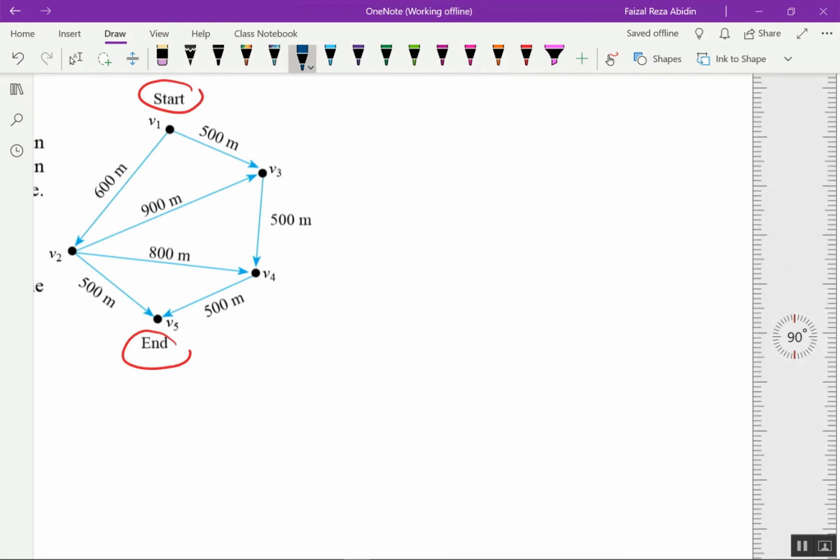Okay, first of all, start with V1. We are going to do this direction first. From V1 we can go to V2, and also from V1 we can go to V3. So there are two options there. Next, V1 to V2, because we start right.